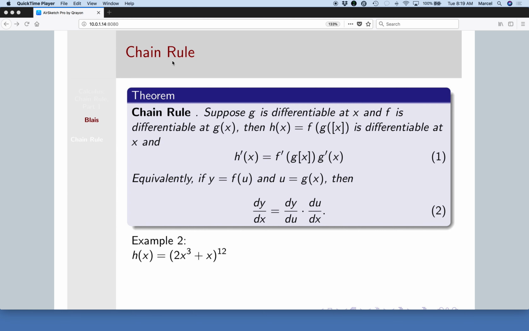So let's look at the formal statement of the theorem. Essentially, we have just 2 different ways of writing this theorem here. So one, suppose g is differentiable at x, and f is differentiable at g of x. That's set up just so that we can plug. So look at this expression here, this composition. g is differentiable at x, so this g of x is fine. And then f is differentiable at g of x, so there's no problem with passing g into f.